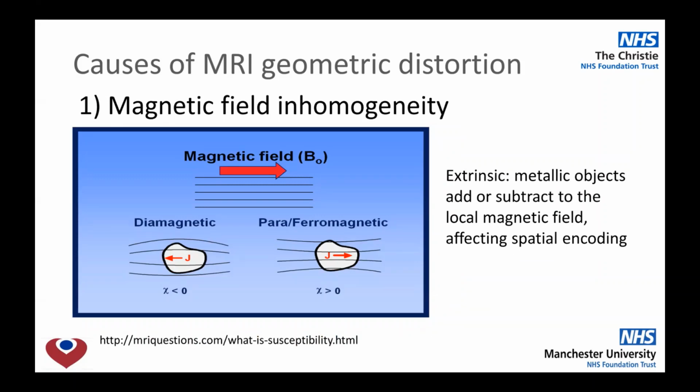Metallic objects can have an effect on the field homogeneity. They can either add or subtract to the field depending on whether they are diamagnetic or ferromagnetic in construction, and this can have a significant effect on the homogeneity of the magnetic field.